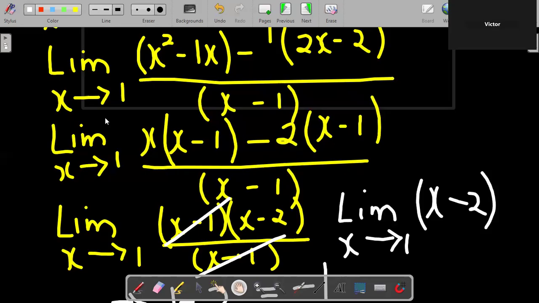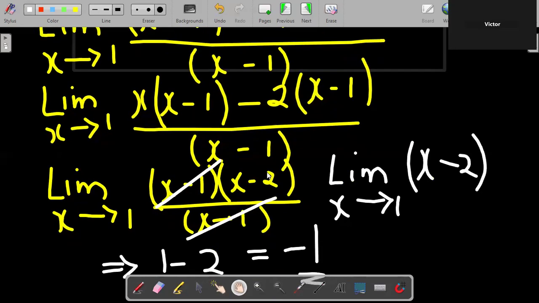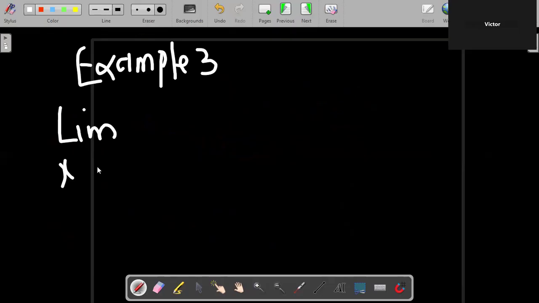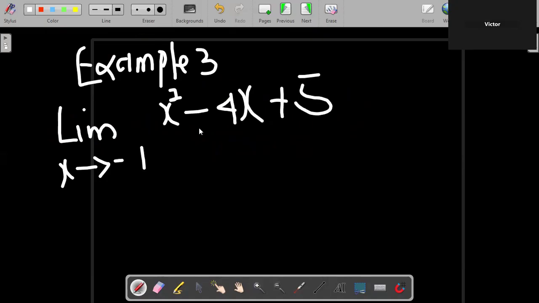I'm done. Okay. So that is the concept of solving limits. So let's try another example, example 3. Let's say I've solved lim x tends to -1 of x squared minus 4x plus 5 over x minus 2. Let's assume we have this situation.